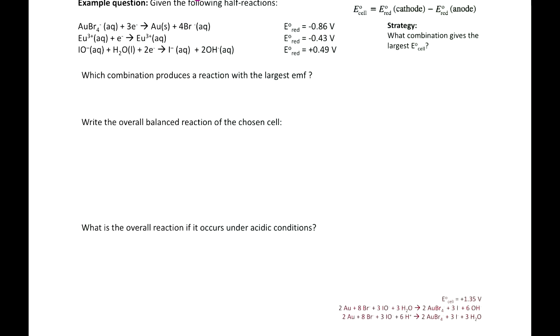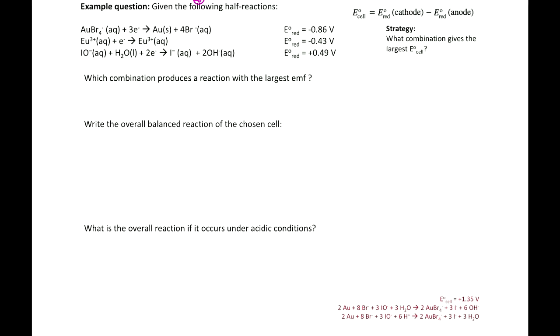Another one. So here I give you 3 half reactions. We're going to use the same equation: overall cell is cathode minus anode, everything in the reduction form. Which combination produces a reaction with the largest EMF? EMF stands for electromotive force, which is the same thing as cell potential. So you can just think EMF means E cell. That's what we're calculating. We want the most positive E cell that comes out.